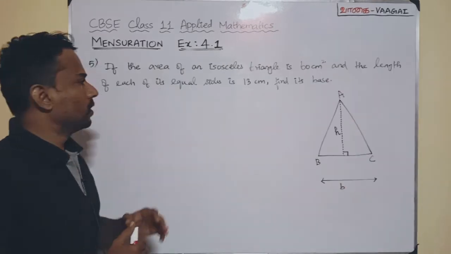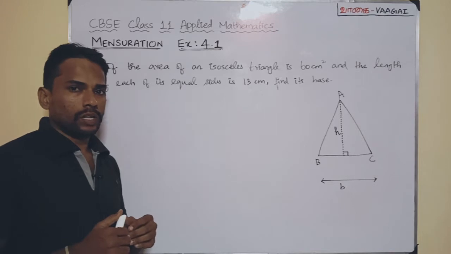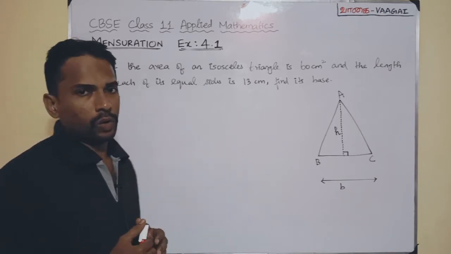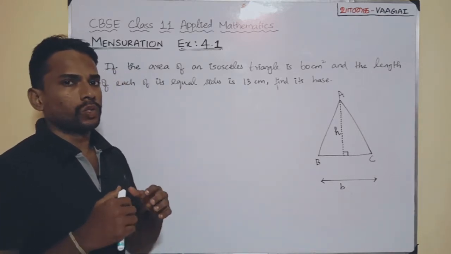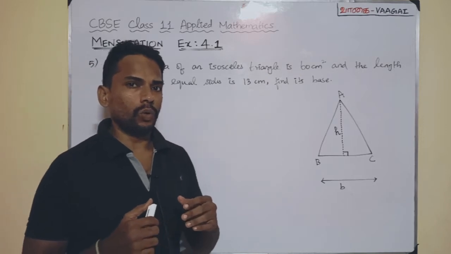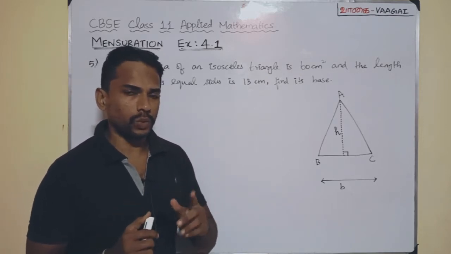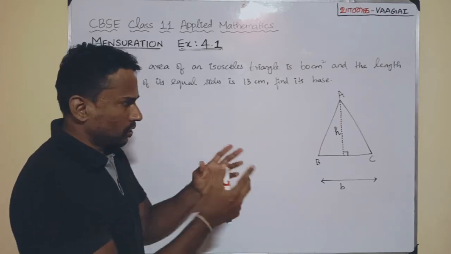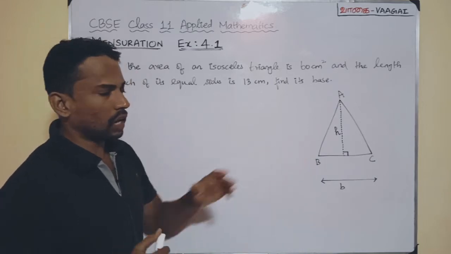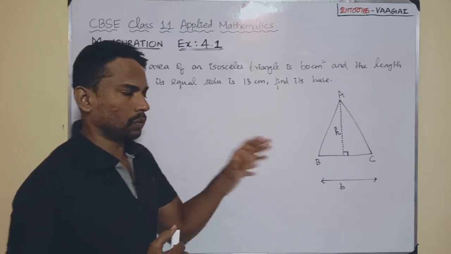Next we move on to question number 5. This question is again based on an isosceles triangle only. So here, to solve this problem, we need to know two other important properties. One is based upon this isosceles triangle itself. Okay, so let's have a quick visit of what that property is.